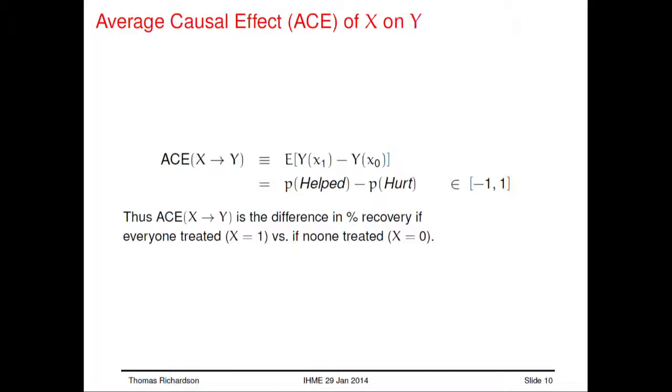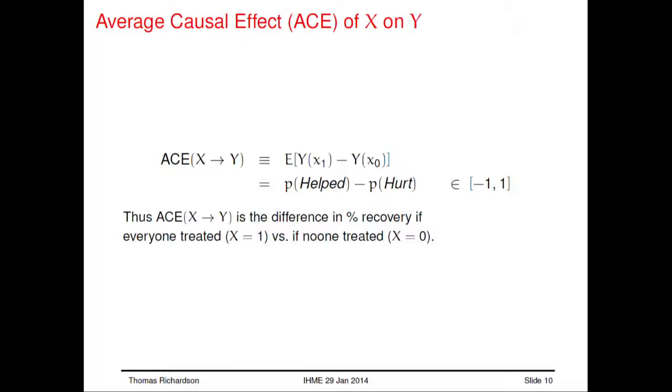So one quantity we might be interested in, a very basic one, would be the average causal effect of x on y in this simple setting. It's the difference in expectation between the average outcome if everyone were treated and the average outcome if everyone were given the control. With a simple binary outcome of the type we've seen here, this corresponds to the difference between the proportion of people in our population who are helped and the proportion who are hurt.